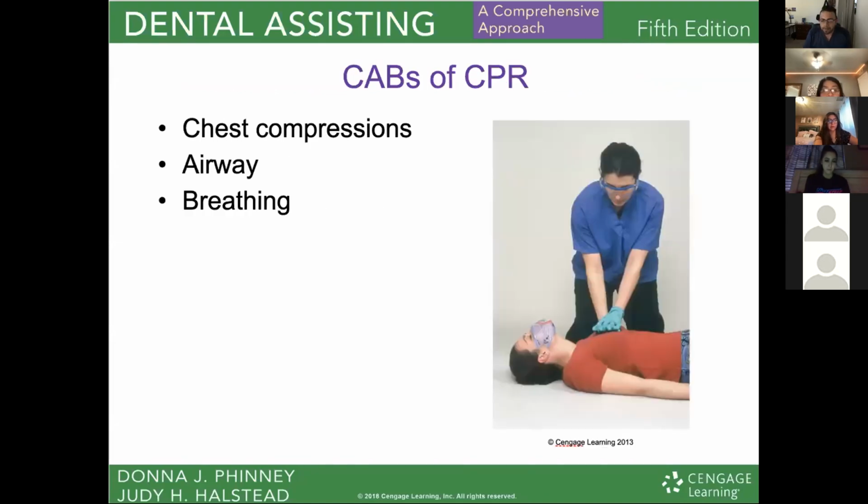These are some of the acronyms of CPR, known as CABs. It used to be called ABCs: airway, breathing, and chest compressions. However, it has been changed to CABs because we want to go in order of what is the most important. So the first order of business is you want to do chest compressions, then airway, and then breathing.